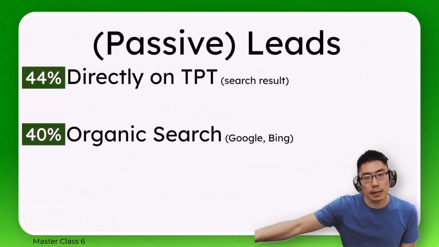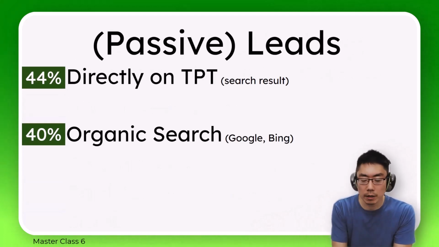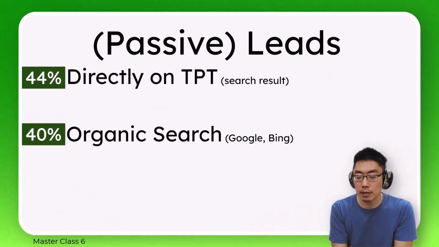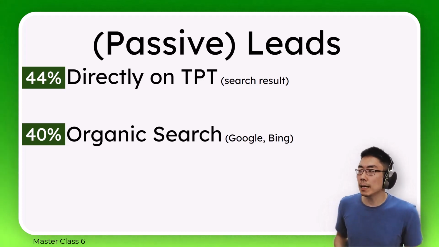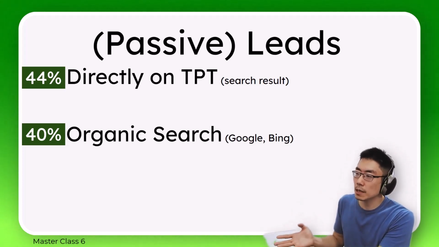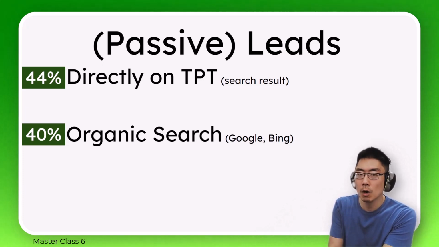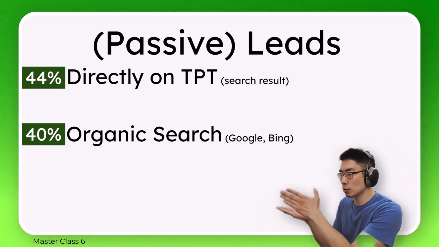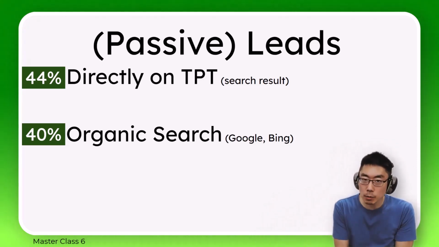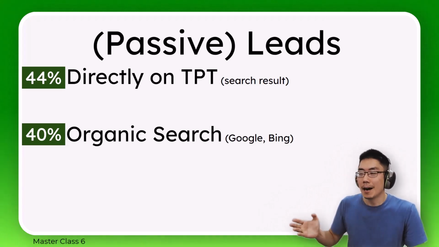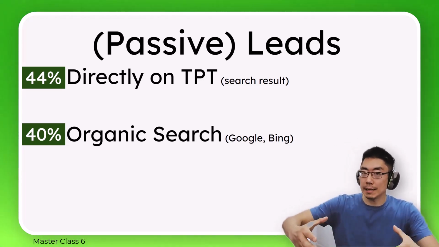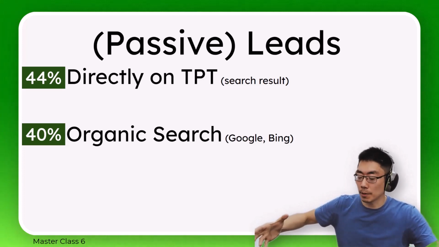But let's look at these passive methods. If you're just starting on TPT and you put up a product and you start to make sales and you didn't do any marketing yourself, it's because you got passive leads either from the TPT platform or from Google organic search or Bing organic search. And that's why you should be on TPT instead of the other ones, because arguably TPT is the market leader in the North American market space.